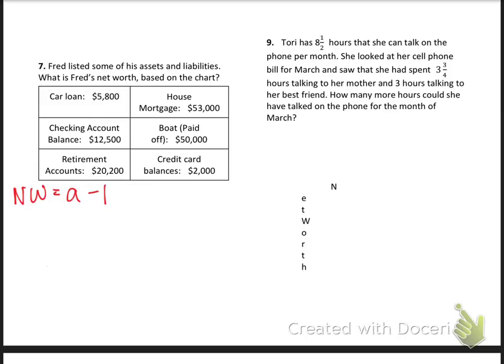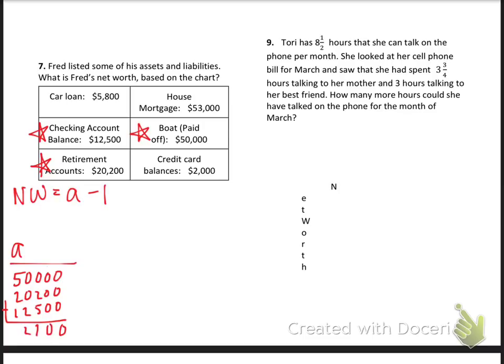So let's make a chart about what our assets are. Our assets are the banking account, retirement accounts, boat that is paid off, yes. So those are our assets. So we're going to add together our assets. So I have 50,000, 20,200, 12,500. So total assets, that's a 7. Hopefully you can tell that's a 2. 5 plus 2 plus 1 is 8. So his total assets are 82,700.